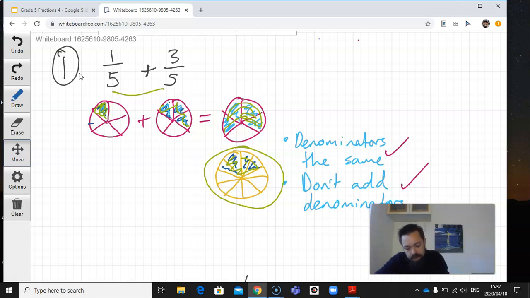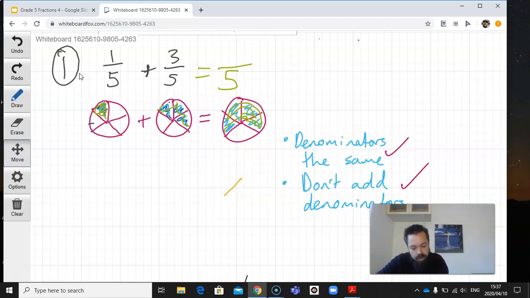So what's happening is I'm looking at fifths. And so in my answer, I'm still going to be looking at fifths. So we don't add the denominators. We only add the numerators. And that you should see is fairly easy. 1 plus 3 is 4. Hope you understand why it is that we don't change the denominators.